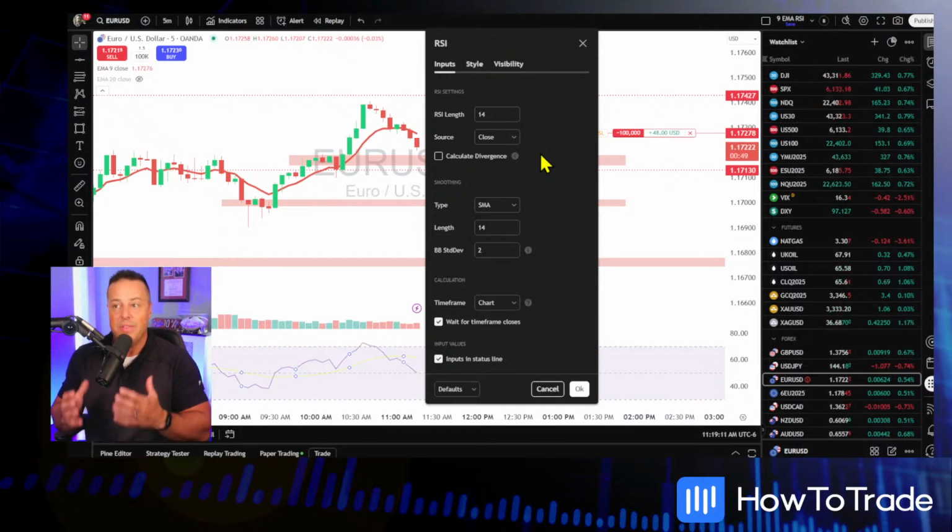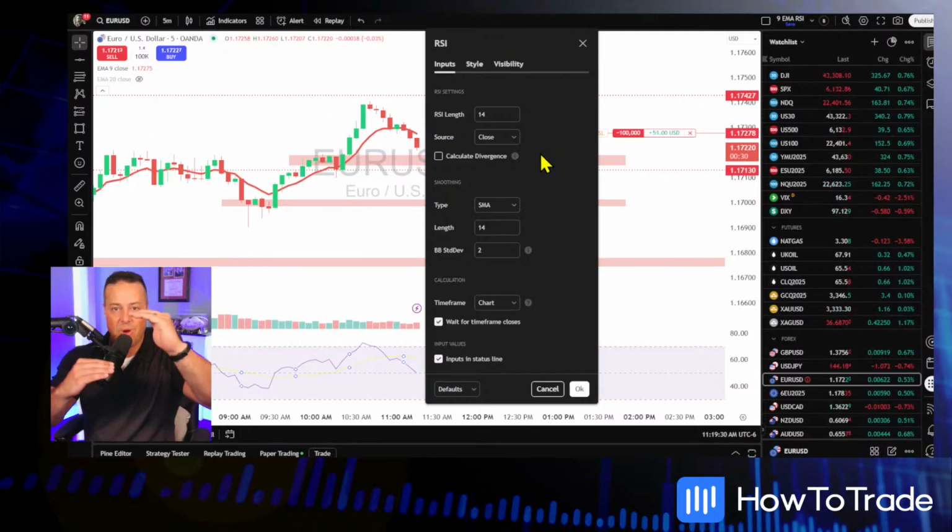Simple's better. These are the factory settings. RSI length is 14. Source is close. Smoothing, don't worry about it. Just leave it. You don't need to do any of it. 14 is your length. That's our periodicity. 14 price bars based on the close. You guys are starting to understand what it is now? It's just an average. It's an envelope for pricing.